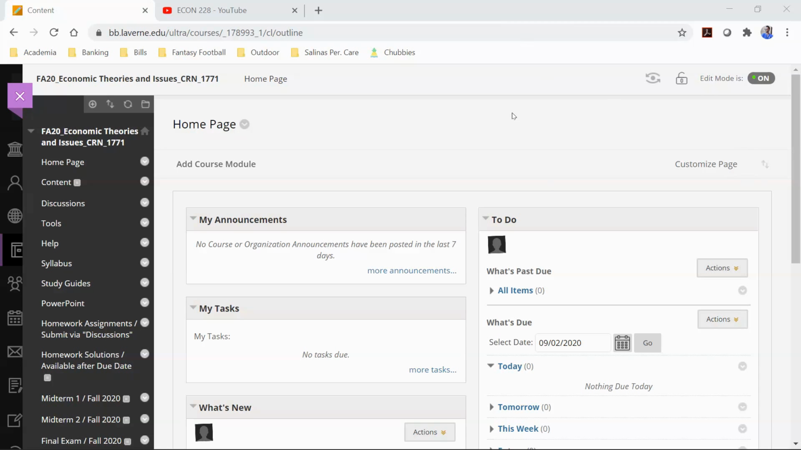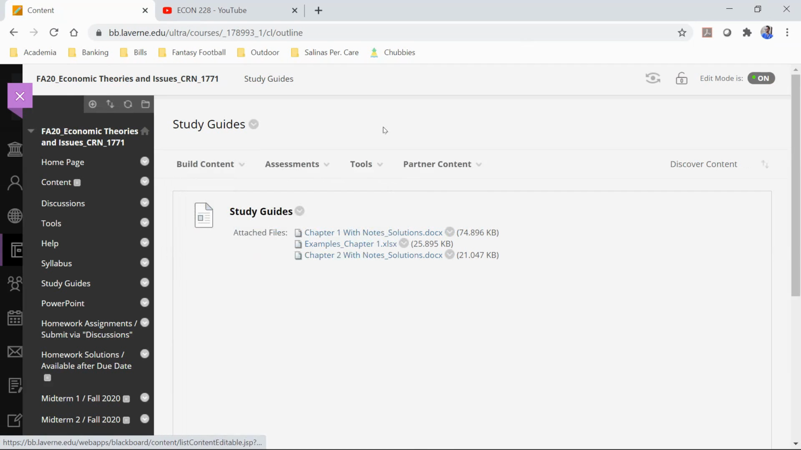Okay, let's start with today's material, which is an intro to economics, which will be chapter 1 and chapter 2. All right, so if you click on the study guides, let's start with chapter 1. You can open this up.